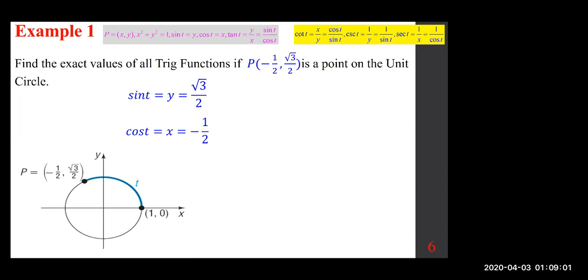Now, tangent is y over x, or if you don't want to remember it in that fashion, I hope you remember that tangent is sine over cosine. And as long as we have those three, then the reciprocals are the rest of them, meaning cotangent is 1 over tangent, cosecant is 1 over sine, secant is 1 over cosine. So as long as we can recognize these two, the rest should come very easy. By the way, again, we have no problem with the complex fraction.